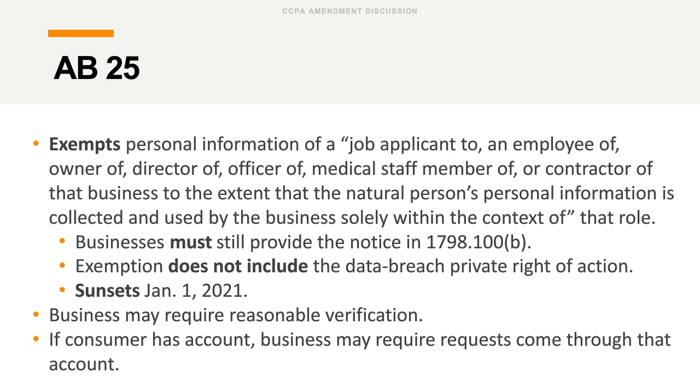but businesses still have to provide the notice in Section 100B, and that notice is you have to disclose at or before the point of collection the categories of personal information you're collecting and the purposes for that collection. So there is still some disclosure that you'll have to make to job applicants and employees and contractors, but it's much more limited than the type of disclosures that you have to make under the CCPA, in your online privacy notice when you're talking about categories of information, categories of sources of information, who you've disclosed the information to for a business purpose, all these things. So it's a much more limited disclosure obligation.